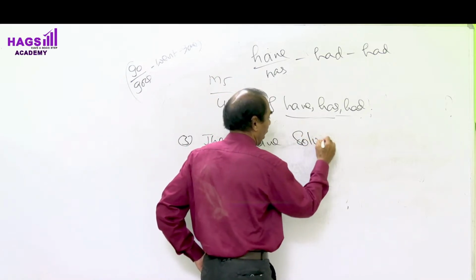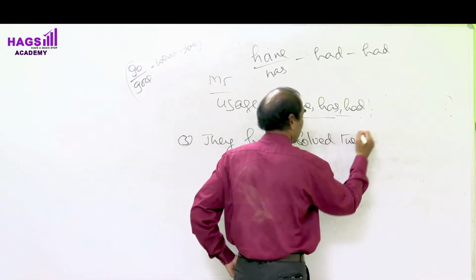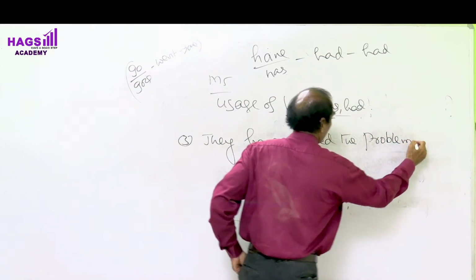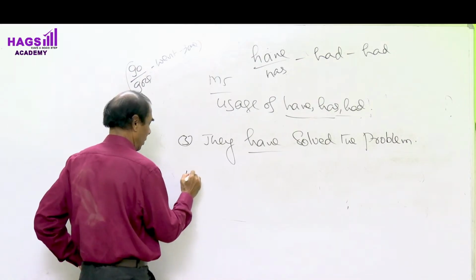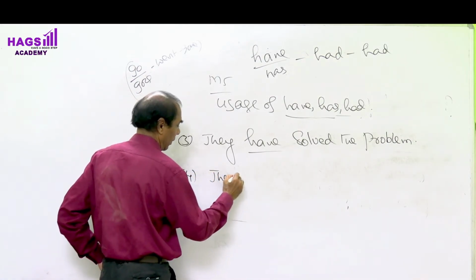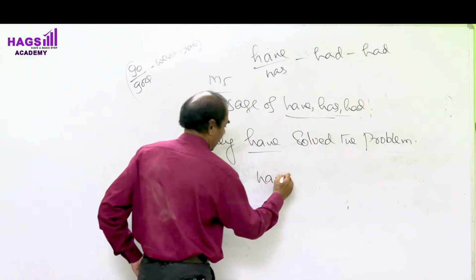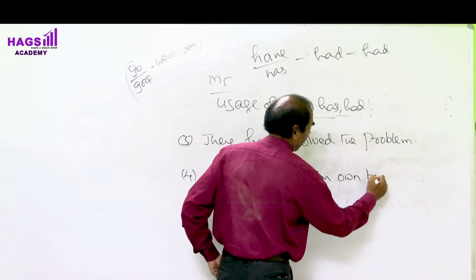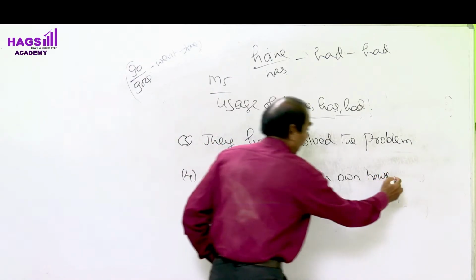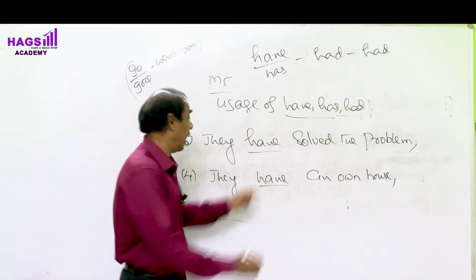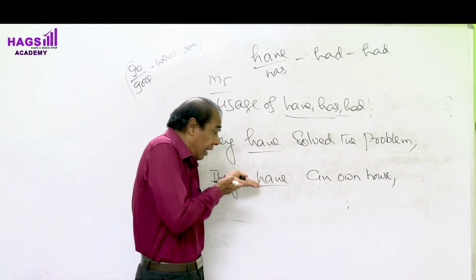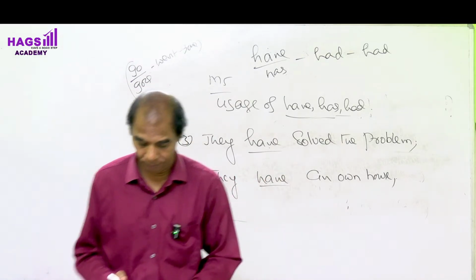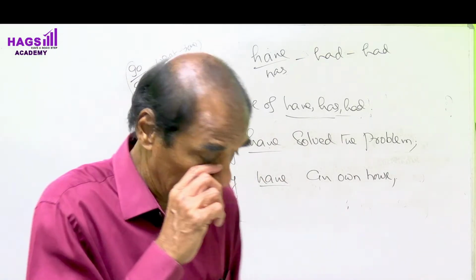They have solved the problem. They have an own house. First you identify where have is acting as main verb, where have is acting as special verb. Then you do the question tag. Send me your answers.